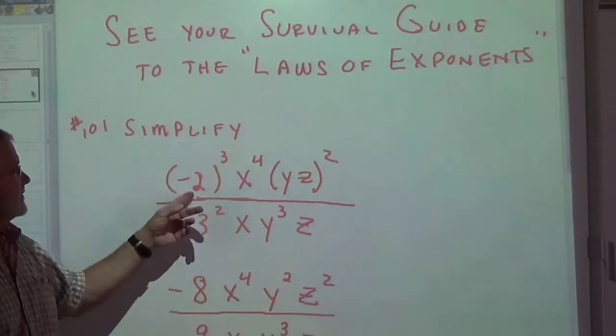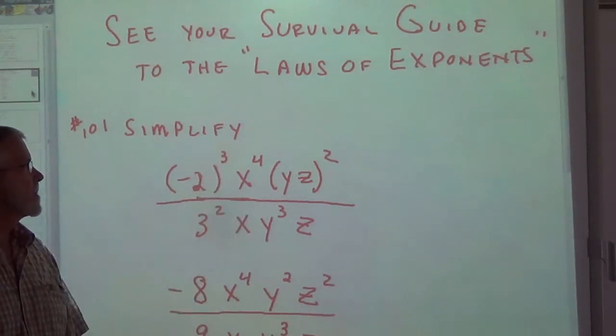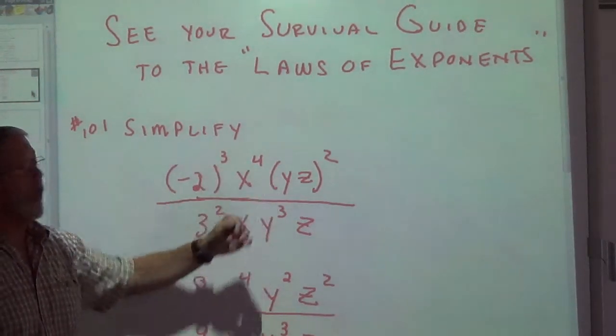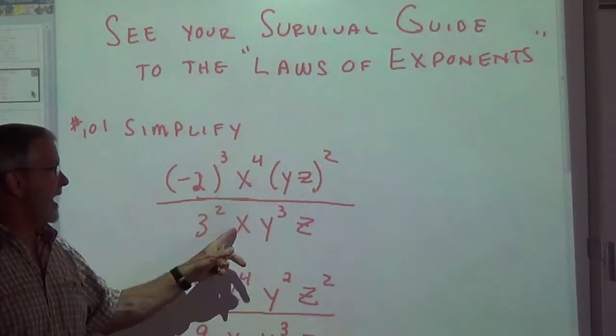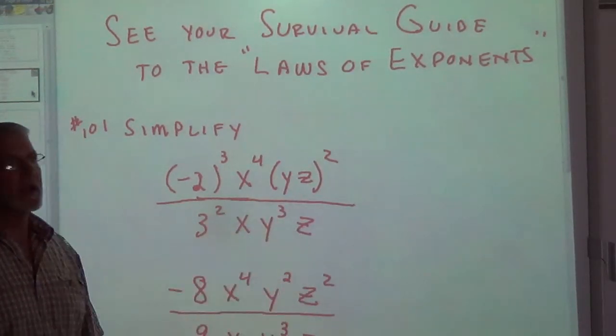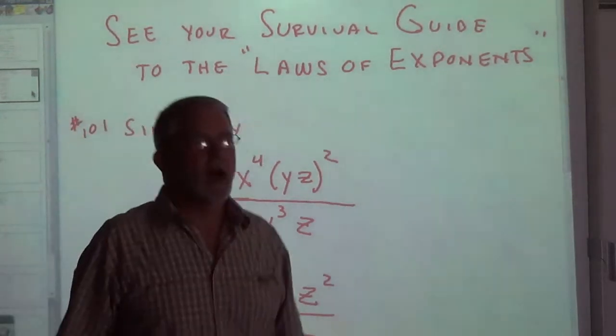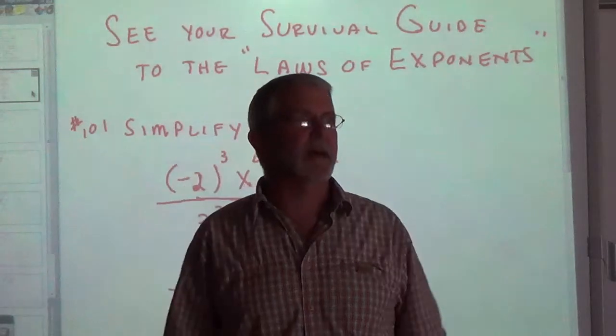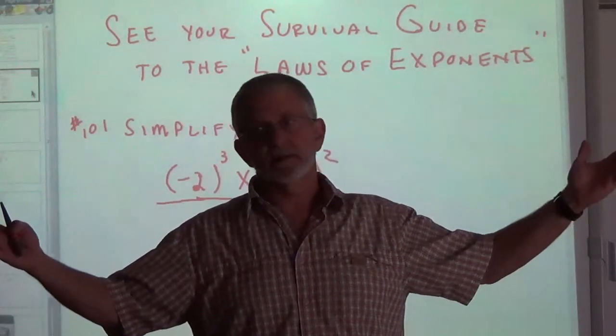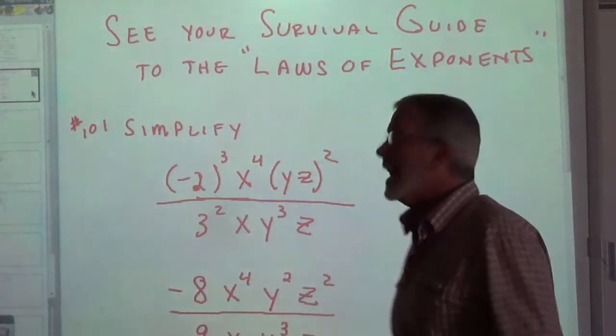So here I have negative 2 in parentheses cubed times x to the 4 times the quantity y times z squared, divided by 3 squared x y cubed z. A couple steps you don't want to miss. I'm going to show you some steps that you can bypass, but you want to have a little bit of the steps. We don't want to make mistakes. It's a lot going on here.